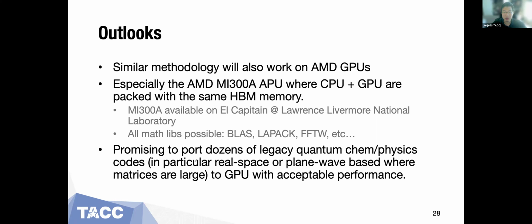And I think this is a very promising way to port dozens of legacy quantum chemistry or physics codes to GPU with acceptable performance. Many of those codes are very big, have been developed for many decades, and have become extremely difficult to rewrite for the GPU. Using this tool, users of those software packages may finally be able to move their workflow to GPU.